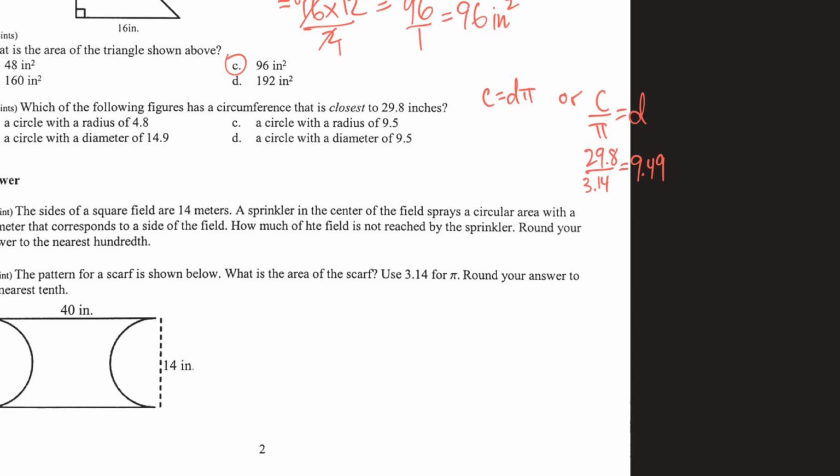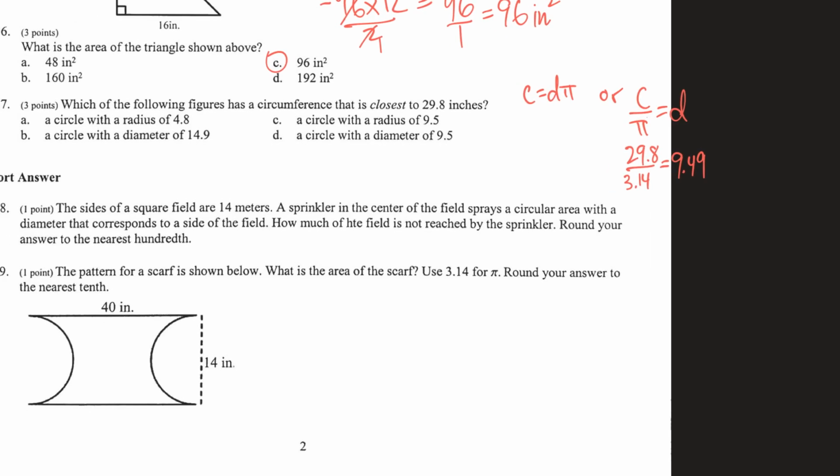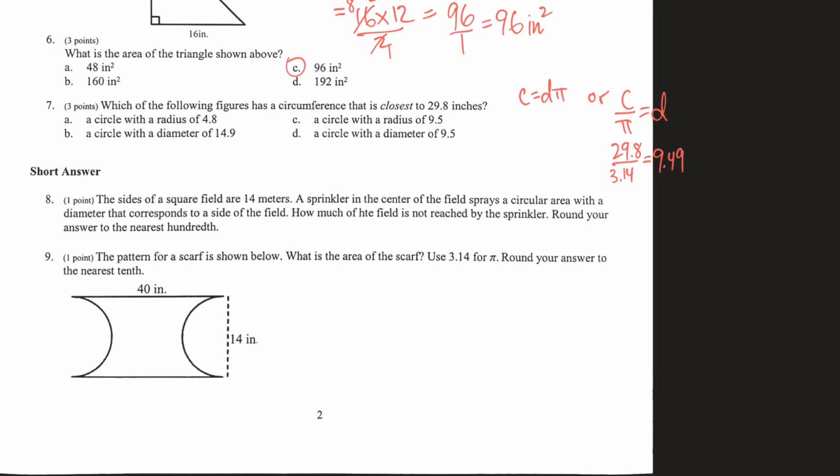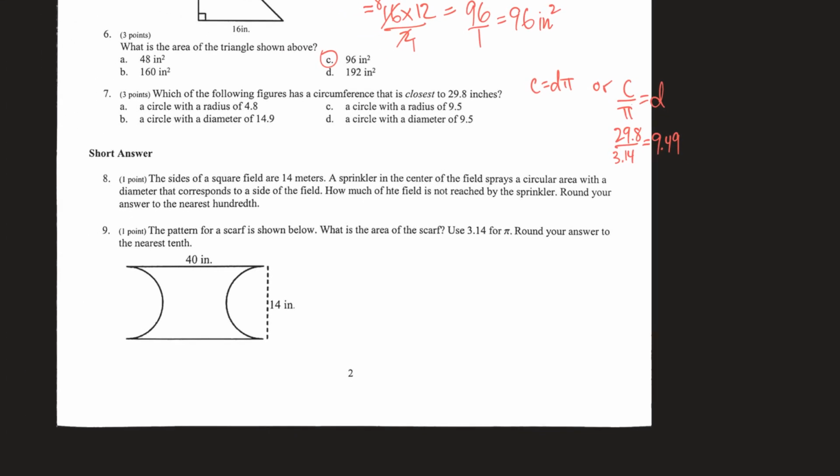So let's take a look here. 9.49. I'm going to make this a little bit smaller so I can fit everything in here. So I'm looking for a diameter of 9.49, radius of 4. Nope. Diameter. Nope. That diameter is too big. Radius. No. Diameter of 9.5. Ooh.